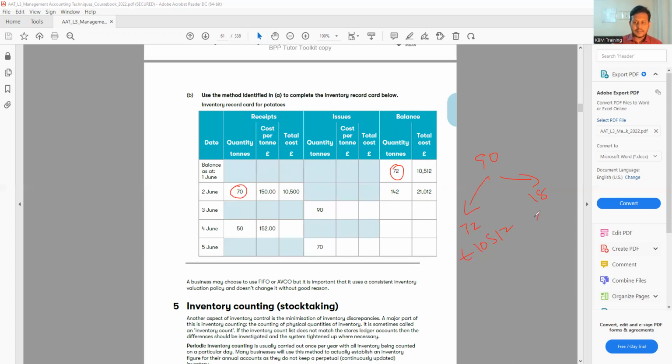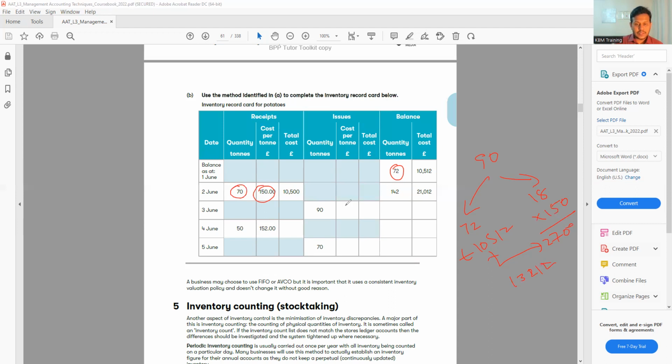So I say 18 times, how much will be the per unit? 150. So how much will be the total here? 18 times 150. Can anyone tell me how much it will be? 2,700. So this 2,700 I'm going to add with that. So 2,700 plus 10,512, that will be the cost for 90 units. So how much will it be in total? 13,212.